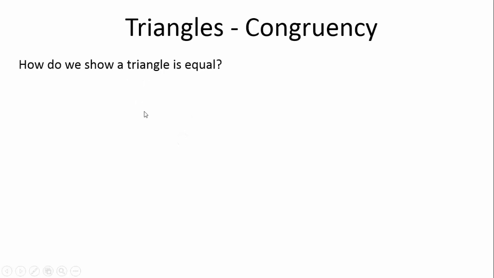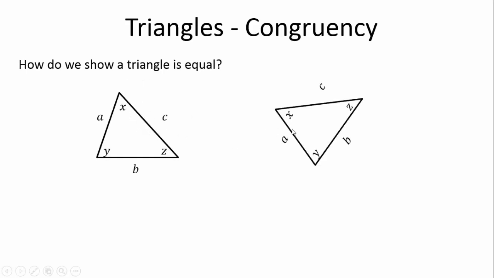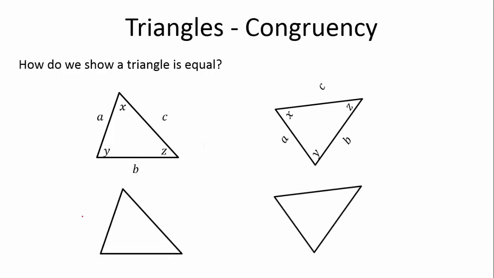So how do we show a triangle is equal? We have a triangle ABC with X, Y, and Z, and ABC with X, Y, and Z. Now to show that these two triangles are equal, we say we have a length A, and this is exactly the same as that length A. We have a length B, and we put 2 lines to show that this is different, and that is exactly the same as length B. We have a length C, and now we're going to put 3 lines to show that this is different to those two, and then we're going to put 3 lines here to show that these two are the same.